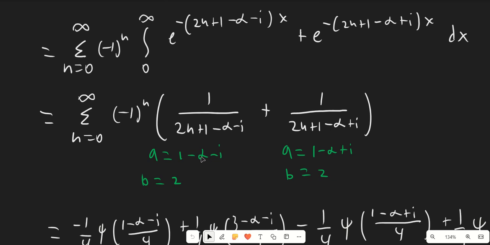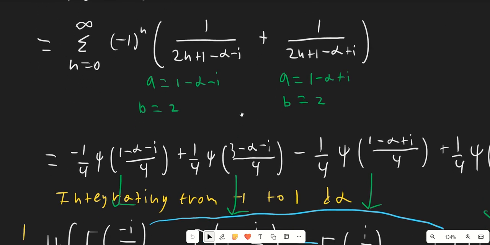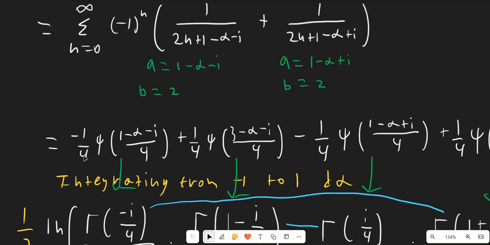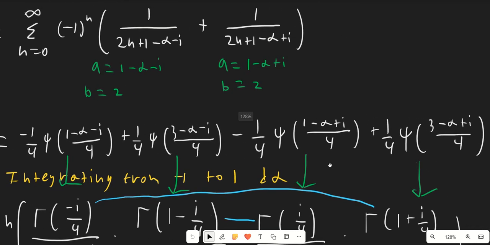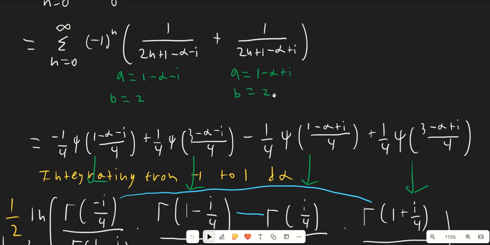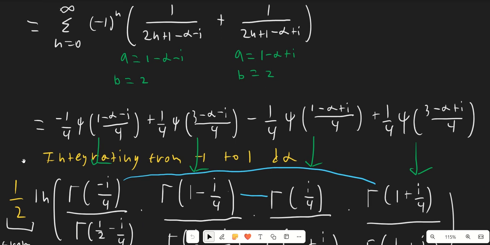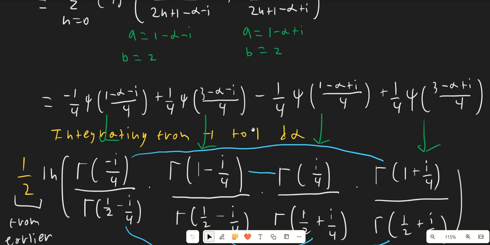Then this is just a simple application of the formula that I showed you at the beginning. In this case, a equals 1 minus alpha minus i, and b equals 2. In this case, a equals 1 minus alpha plus i, and b equals 2. So we end up with negative 1/4 digamma. I'm actually not going to say all this. It's just a bunch of digamma functions right here. As you can see, we just went ahead and plugged in these formulas exactly. Now all we have to do is integrate them from negative 1 to 1 with respect to alpha. Also, I multiplied by 1 half because I missed that from earlier.